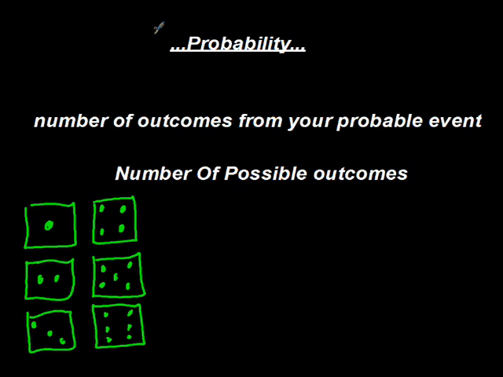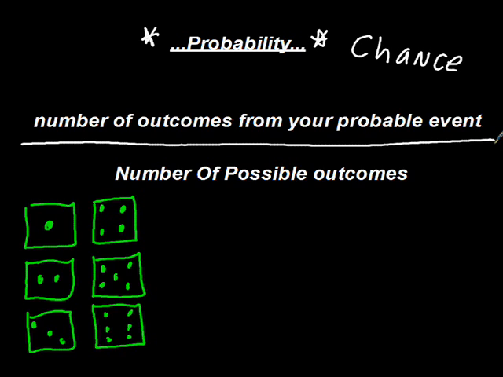Alright, today we're working on probability. That's when we find out the chance of something happening. That is when we have the number of outcomes from your probable event divided by the number of possible outcomes. So let's say we want to roll some dice here.